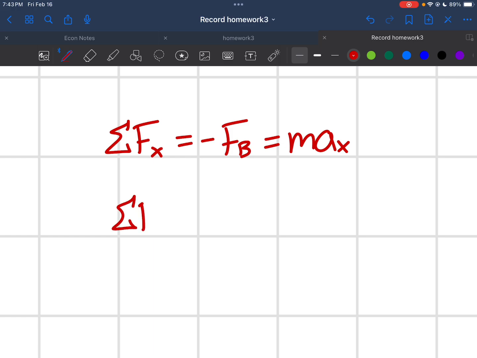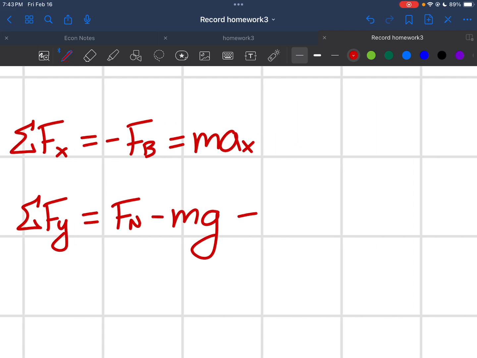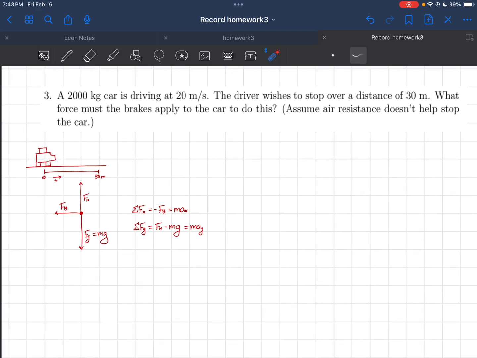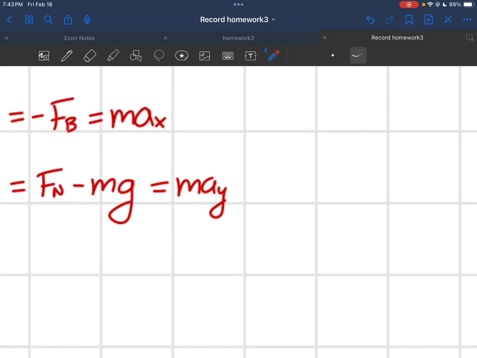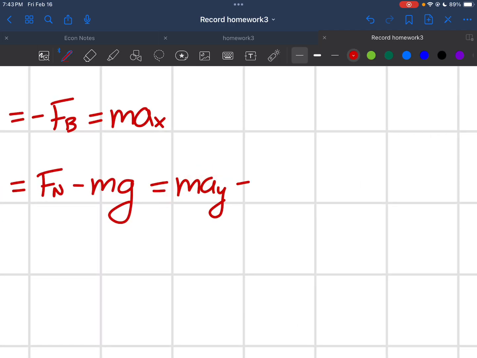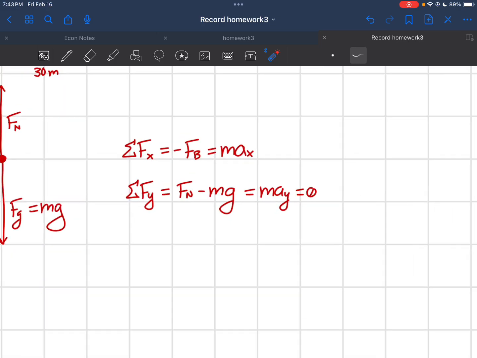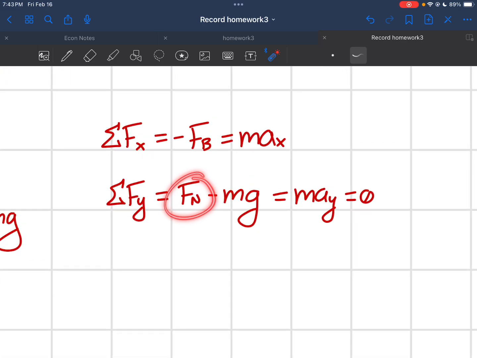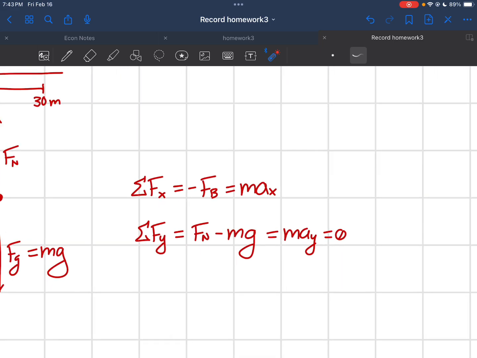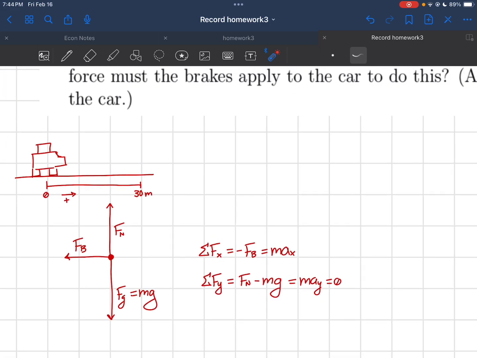If I wanted to set up my sum of my forces in the y, just saying up is positive, it would just give me Fn minus mg, or my force of gravity, equals may. But we talked again before about how our acceleration in the y for a thing just going down a road is going to be 0. So that just equals 0. Again, it doesn't give me any kind of useful information in this case because I don't really care what the normal force is. I could solve for it if I wanted to, but it's not going to help us figure out the force of the brakes.